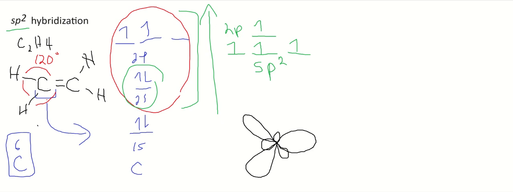Now let's see how they're going to bond with a hydrogen, which has one electron in the 1s orbital. Let me label that.